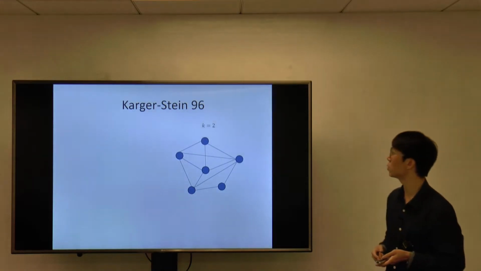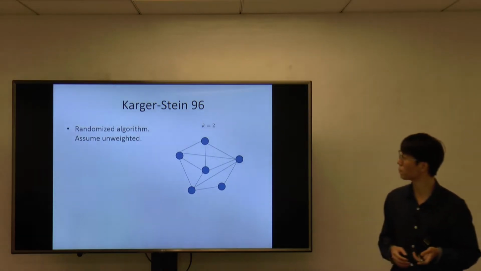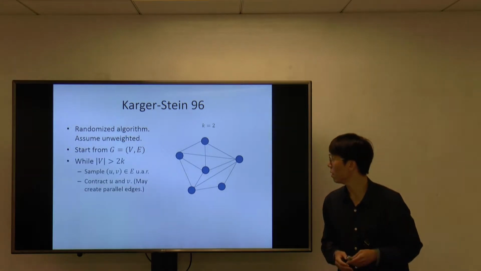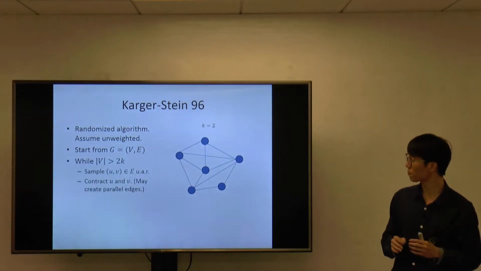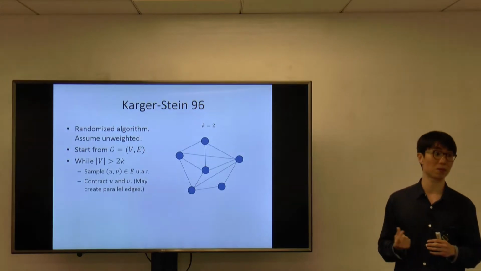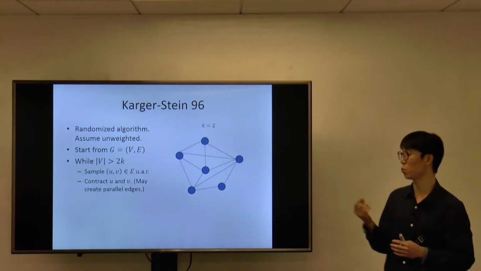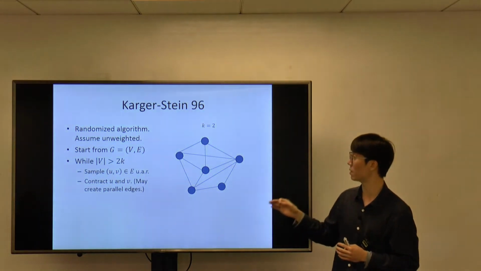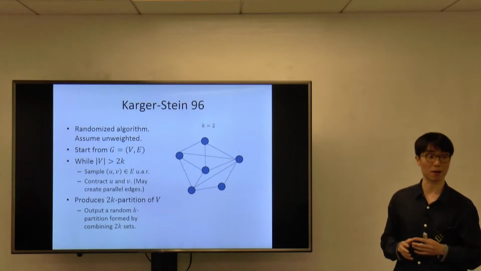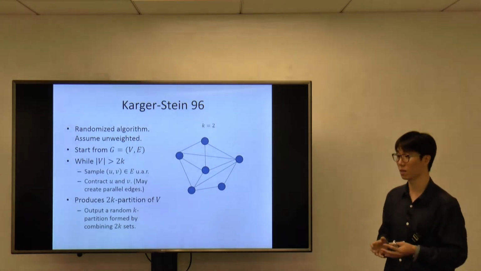Let me briefly remind you what Karger-Stein was. This is a randomized algorithm, and assume that the graph is unweighted. We start from the whole graph. The Karger-Stein algorithm is a very simple algorithm: whenever we have more than 2k vertices, we sample one edge uniformly at random and contract it. Once we contract it, we may have self loops or parallel edges. We keep parallel edges and delete self loops, and we iterate this process until we have 2k vertices. At the end, these 2k vertices correspond to a partition of the entire vertex set into 2k parts.